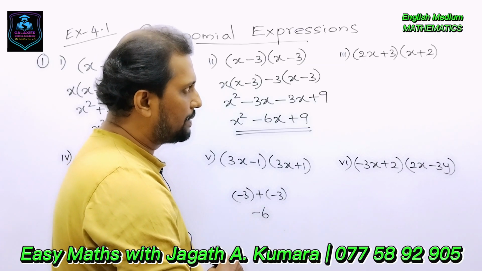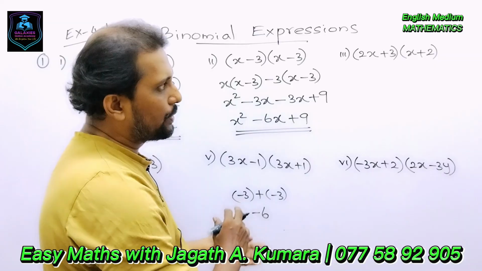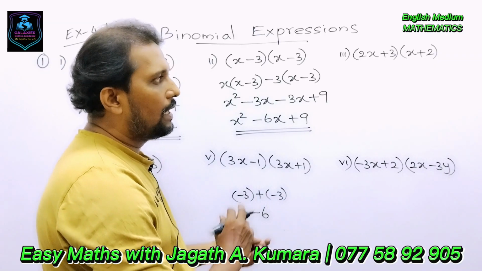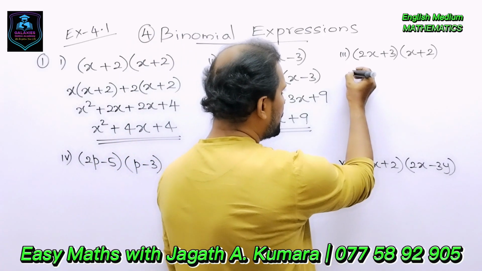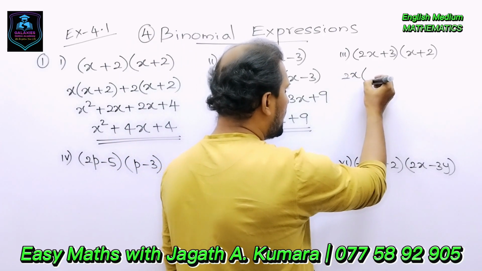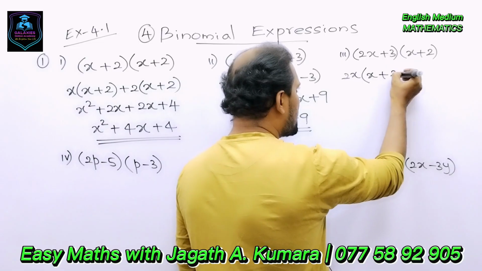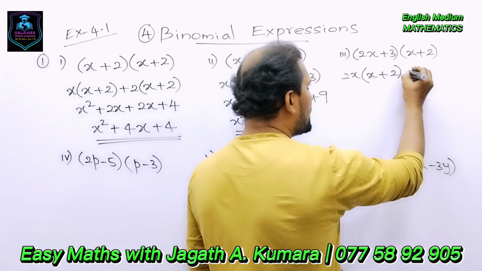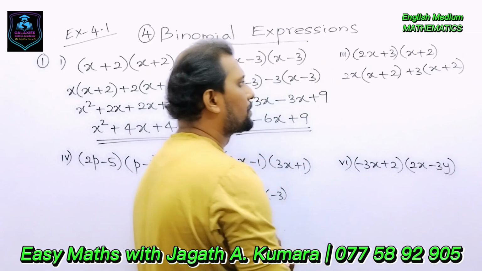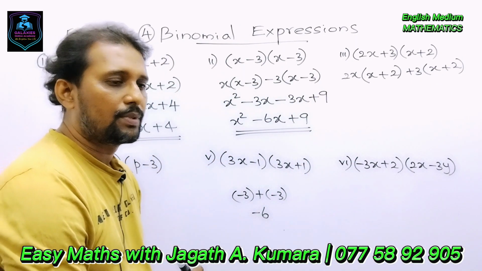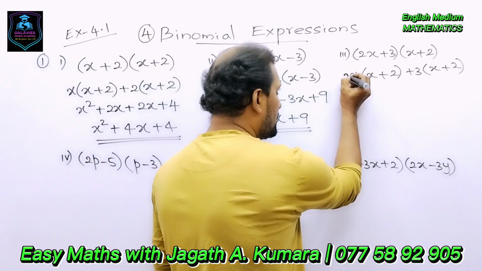Now let's go to the third part. One bracket you can see 2x plus 3. Other bracket is x plus 2. So first step we can do 2x multiply x plus 2. Then plus 3 multiply x plus 2. Right? It is the first step.